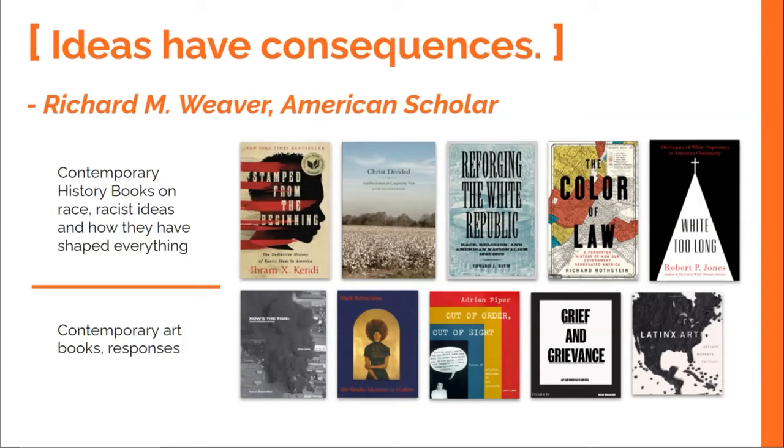The next one after that is this book, Out of Order, Out of Sight. It's written by an art critic and an artist, Adrienne Piper, and it's a scathing critique of mainstream art and art criticism in American culture over the last 25 years. The next one, Grief and Grievance, is a text that is like Black Refractions. It's a traveling exhibition put together by Okwui Enwezor. He passed away, I want to say a couple of years ago, but it's an amazing, very powerful work, pulling together an intergenerational exhibition of artwork.